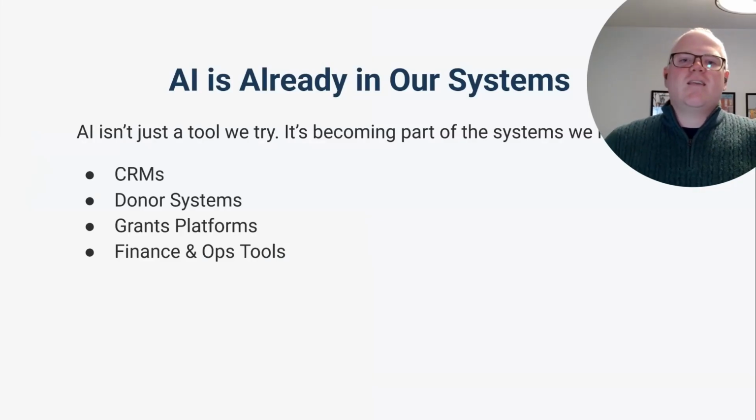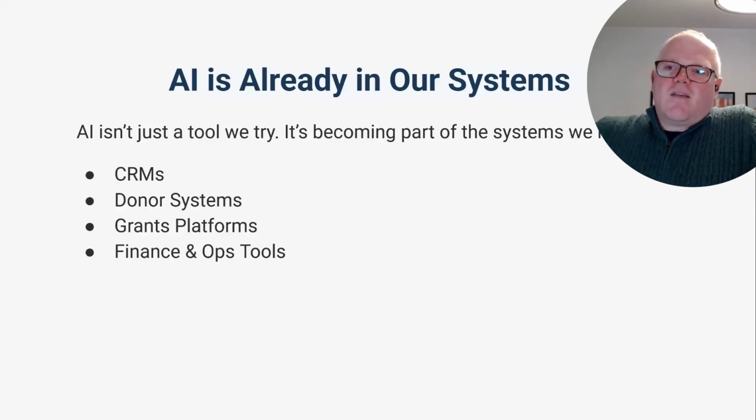These tools are already summarizing data, routing tasks, and surfacing insights. This trend will accelerate in 2026, and we'll start to see more agentic AI, systems that don't just recommend actions, but follow defined processes and act on our behalf. This means the most powerful AI use cases won't happen in a chat window. They'll happen quietly, behind the scenes, inside the systems you're already using every day.